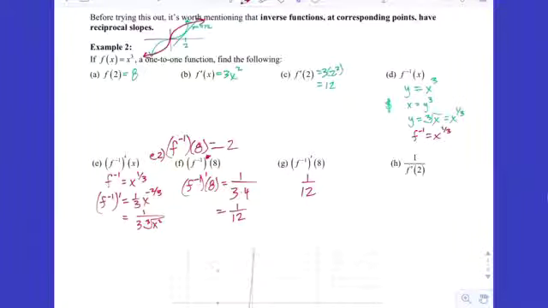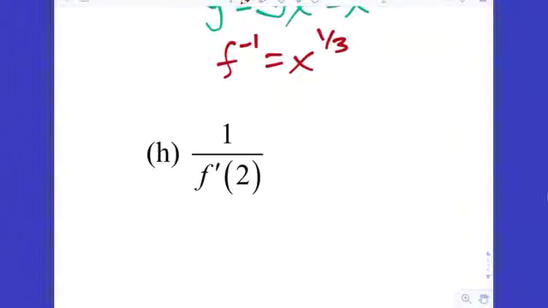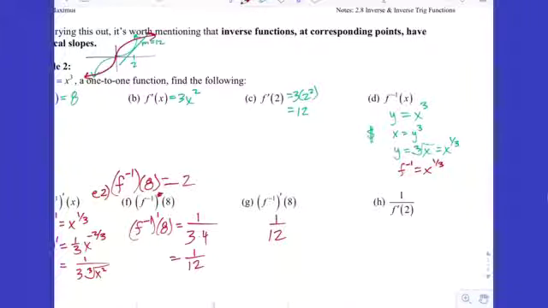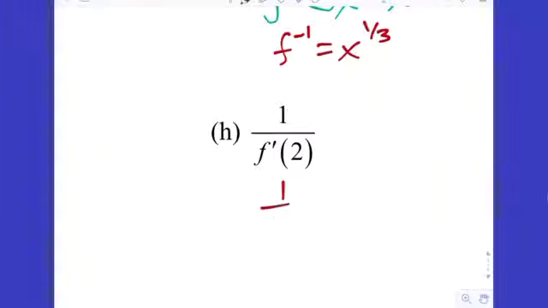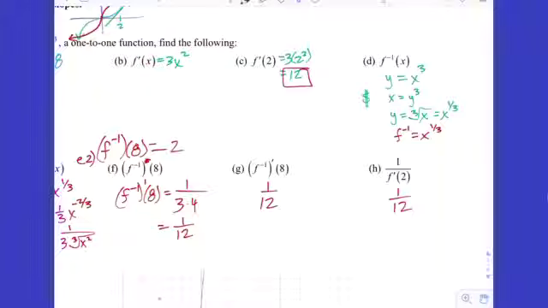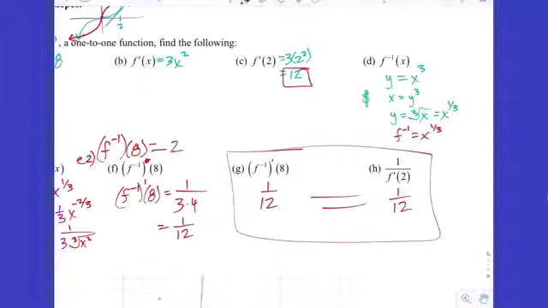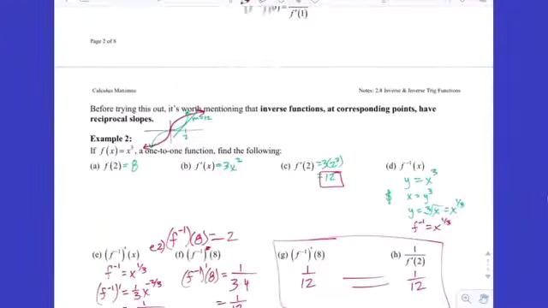1/12. Now part H says, what is the reciprocal of f prime of 2? Well, if f prime of 2 is 12, this would be 1/12. So what we're basically doing is we're verifying that that little formula that we just memorized works. Okay? So why would we need to memorize this?